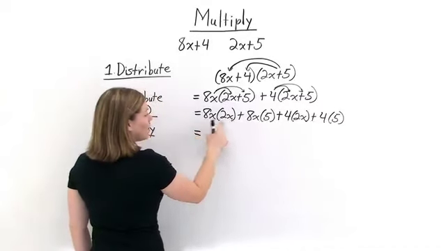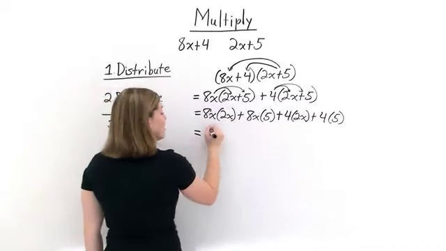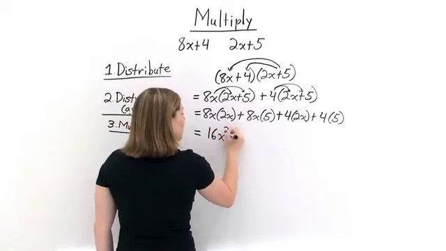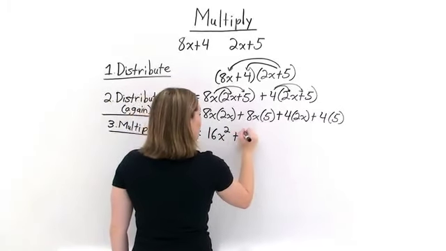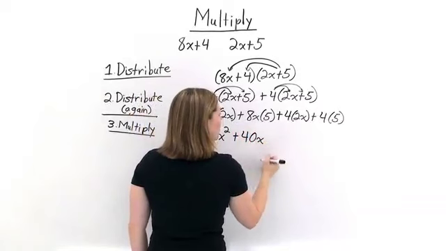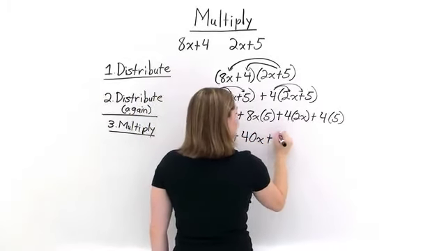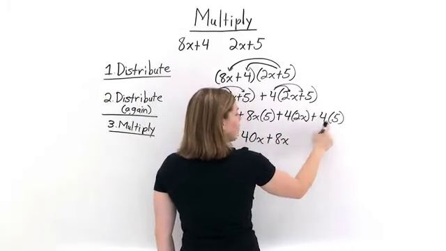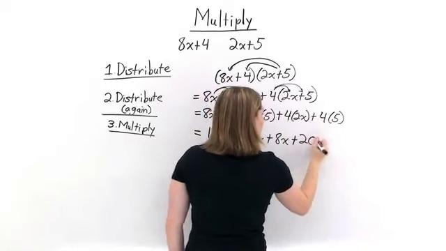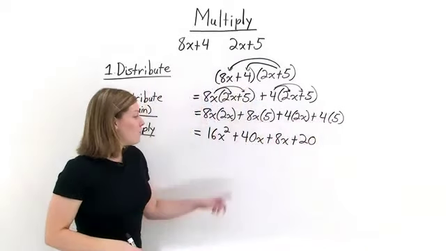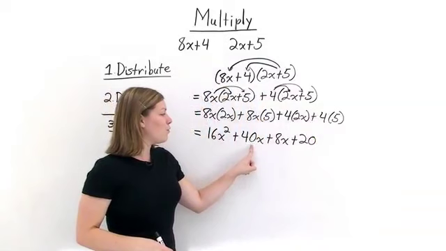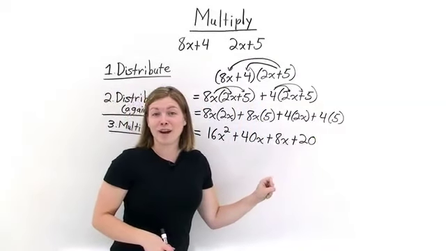So we have 8x times 2x. Well, that's 16x squared. Here, 8x times 5 is 40x. 4 times 2x is 8x. And finally, 4 times 5 is 20. So now we're left with 16x squared plus 40x plus 8x plus 20.